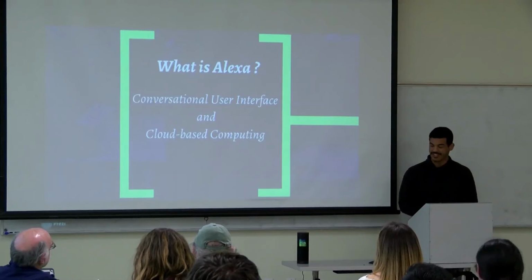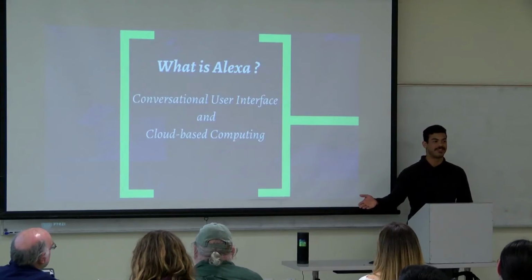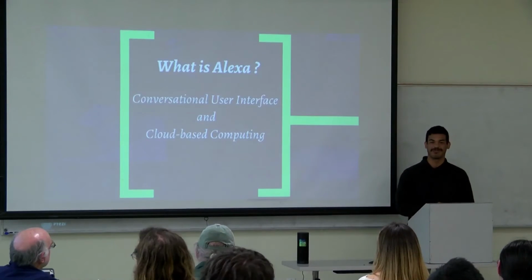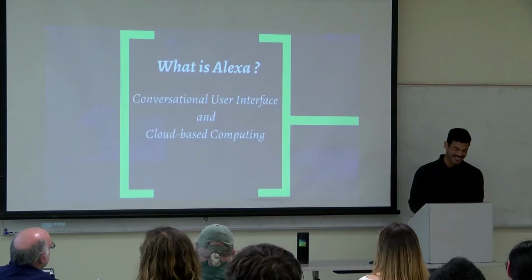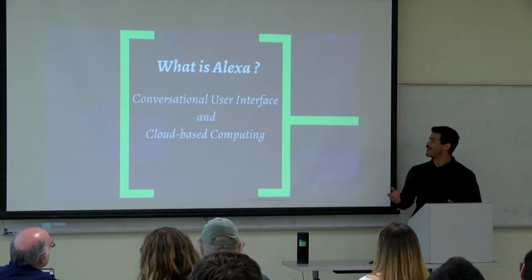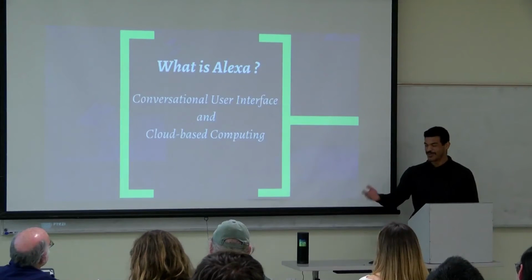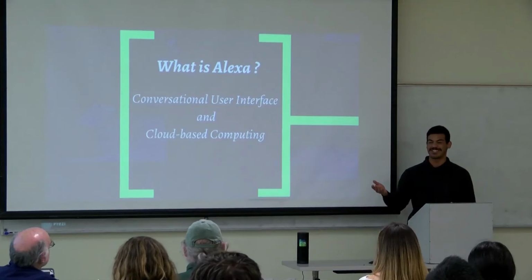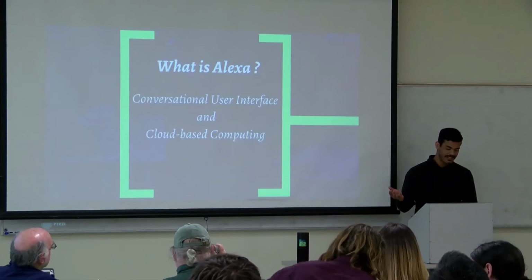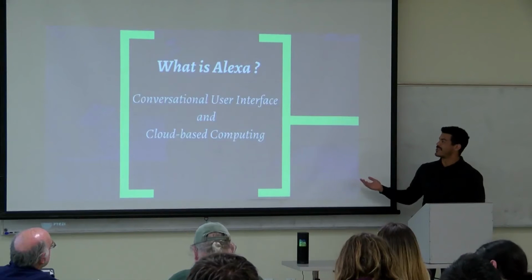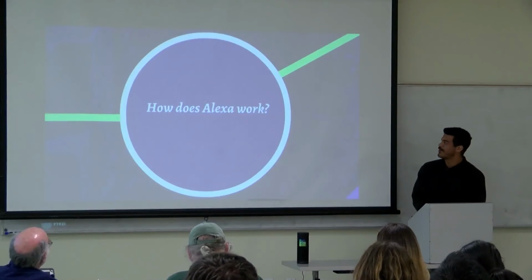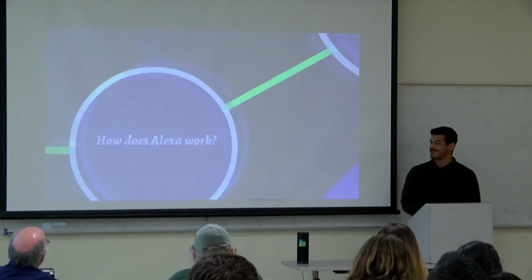So essentially, this is Echo. It's just a device. It's kind of just a glorified speaker with a computer inside of it. But what's important about this device is its ability to communicate with the cloud. And it begs the question of, how does Alexa work?